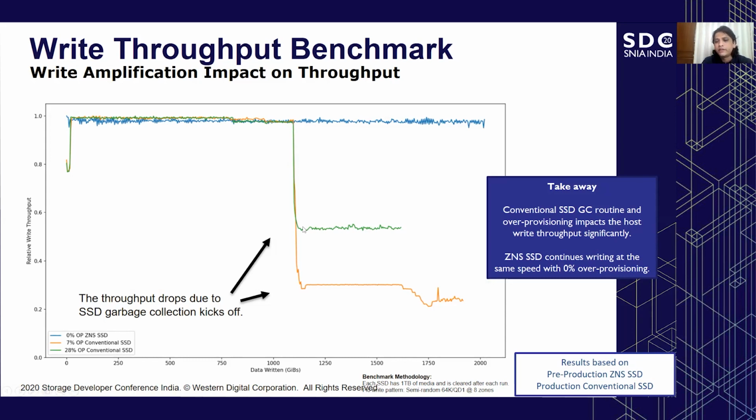and with 28% over provisioning it has dropped to almost 50%, and with 7% over provisioning the device is so stressed that there is almost 20% or 30% of the IO throughput of what it could deliver otherwise. To do this, we have used a pre-production ZNS drive and a production conventional SSD.